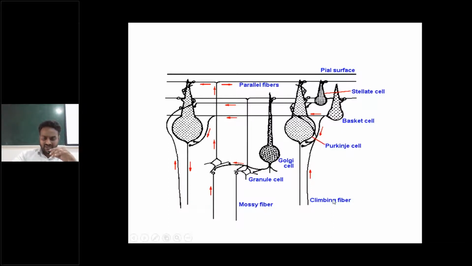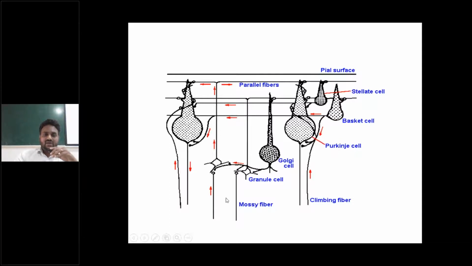Mossy and climbing, these are the afferent fibers. That means these are the input fibers of the cerebellum. And Purkinje cell fibers, these are the axons of the Purkinje cells, and these are called output fibers of the cerebellum. So briefly, the cerebellum has input and output fibers: input fibers are mossy and climbing, and output fibers are axons of Purkinje cells.